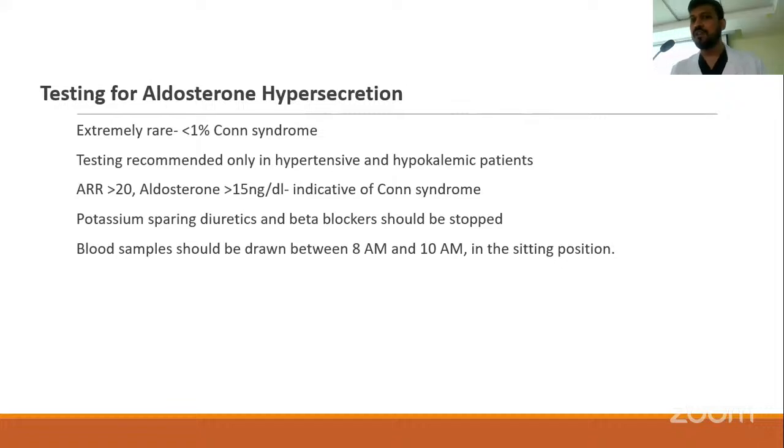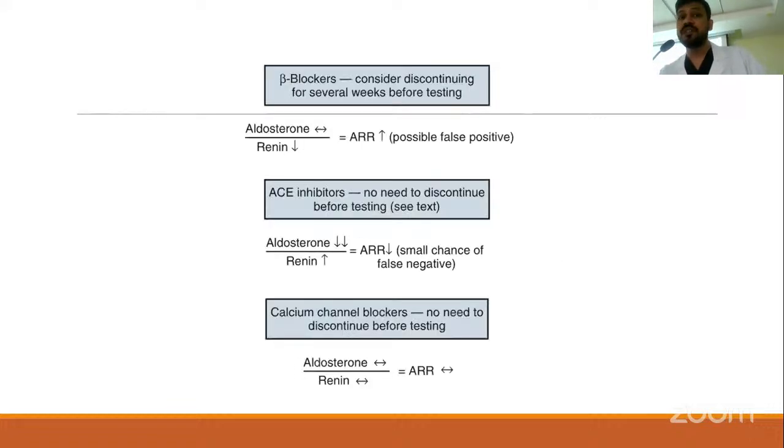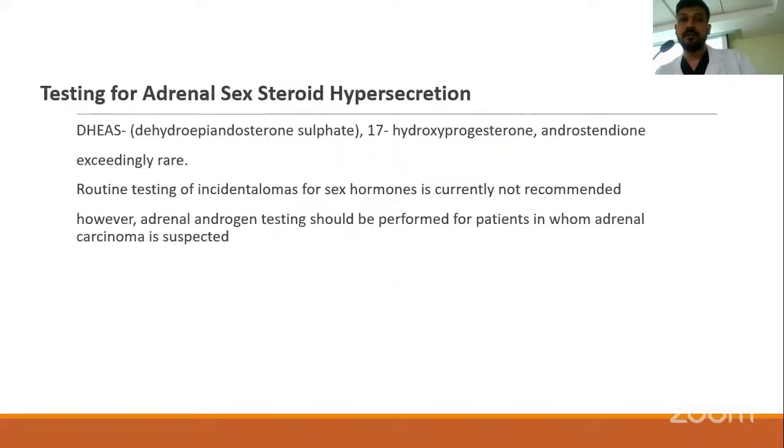Samples should be drawn between 8 to 10 a.m. in sitting position, and potassium sparing diuretics and beta blockers should be stopped several weeks before testing, because beta blockers can reduce the value of renin and possibly show false positive results. ACE inhibitors and calcium channel blockers can be continued as they don't alter the renin.